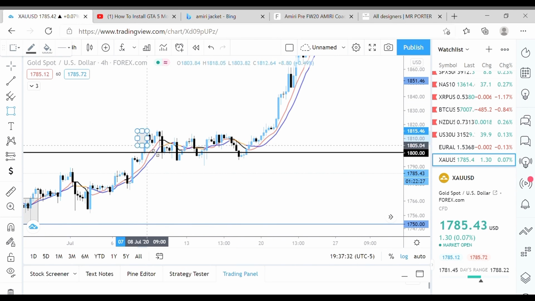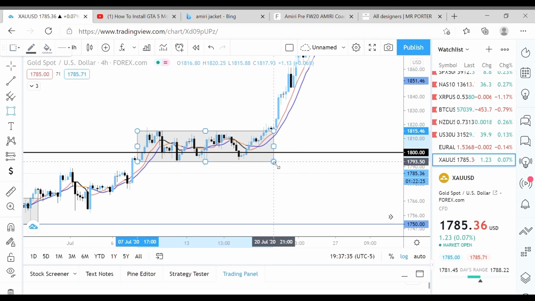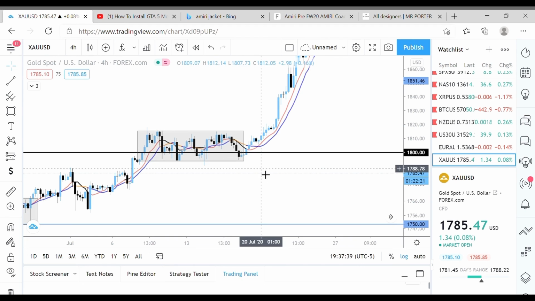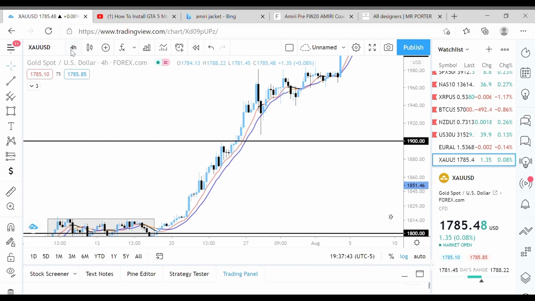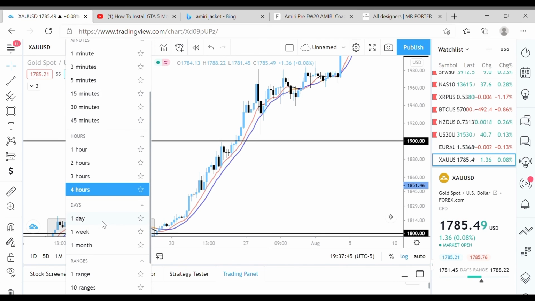What I call contraction, consolidation, if you will. I probably would have put it right there because I'm looking for mainly buys. Anytime, I think a lot of people get confused with it too.